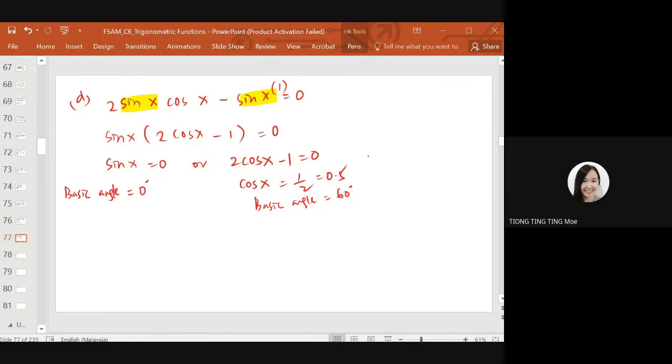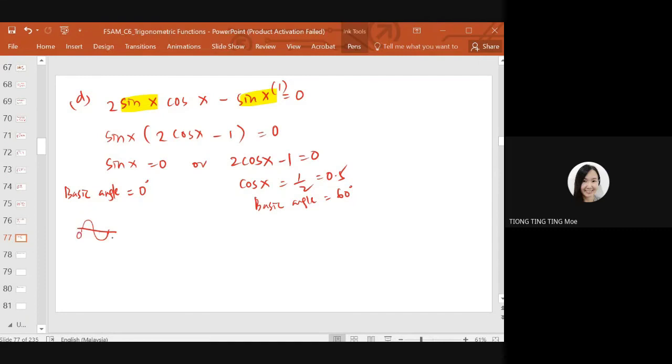Okay. So for sine here, the basic angle is 0. So does it mean the value for x here has only 0 degree? No, because you have to remember we have to draw this one. I'll teach you first. Do you know the graph for the sine graph? It will be in this form.